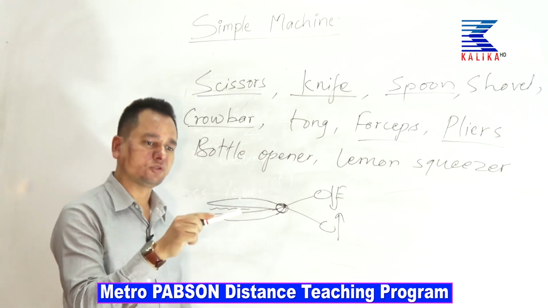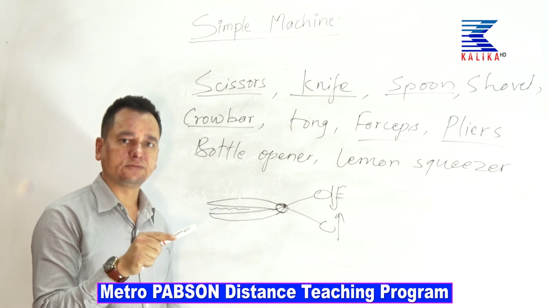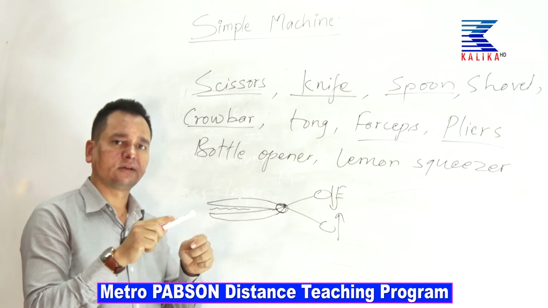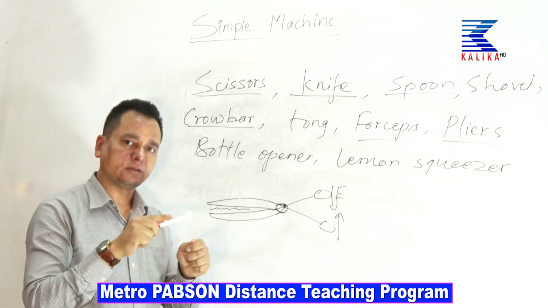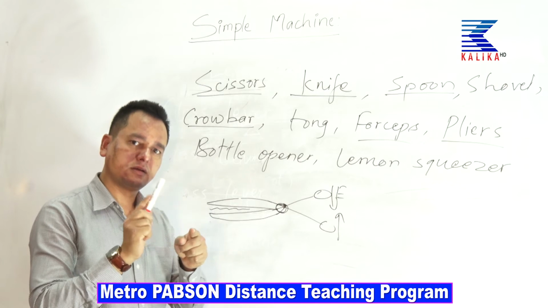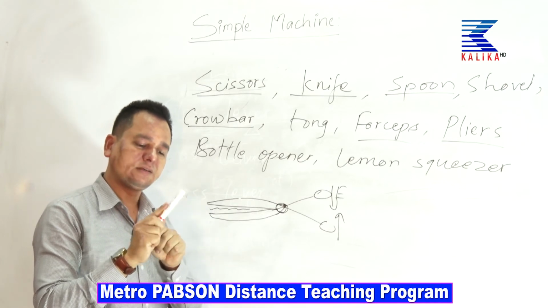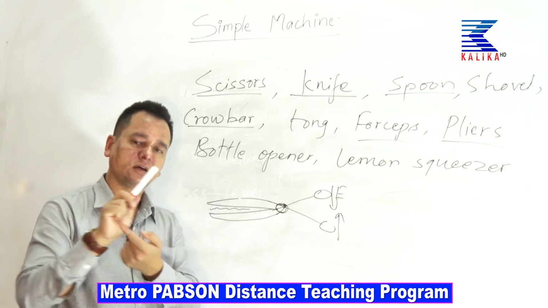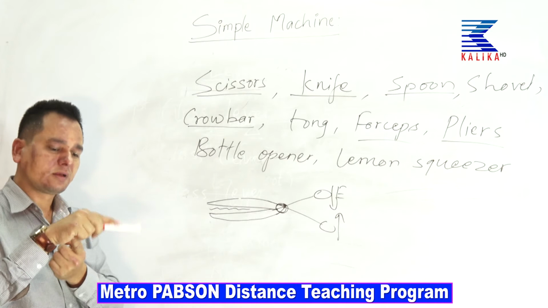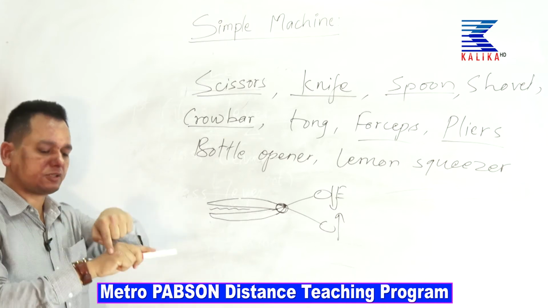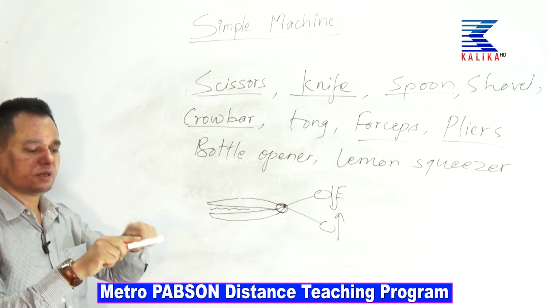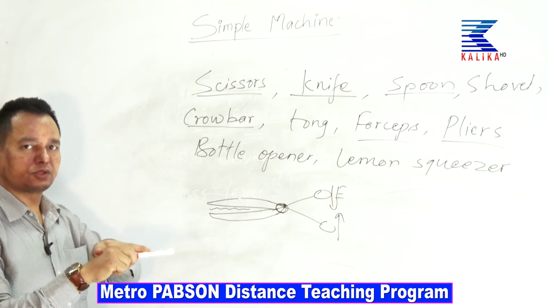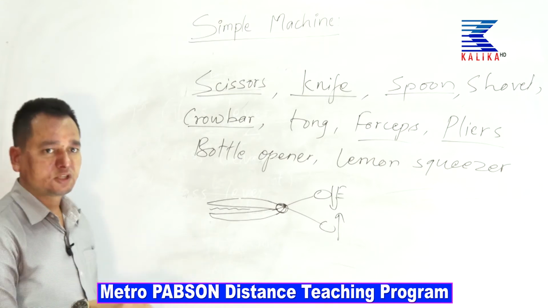Knife. So this is knife, suppose. So how do we use knife? While chopping anything, or suppose vegetables in the kitchen, we use knife this way. So load lies here, right? We are pressing here, effort here, and if this device moves about this point, this point is fulcrum, load, effort. So effort is in between load and fulcrum. So which class is it? Third class.